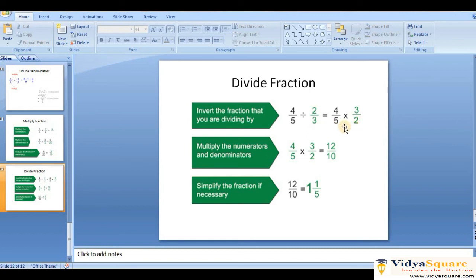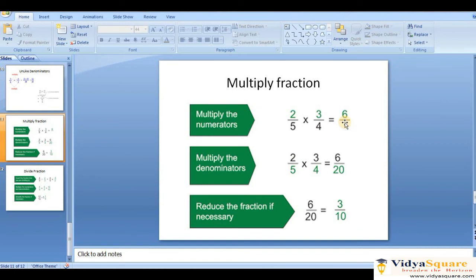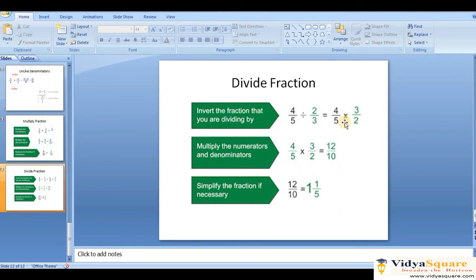Now just perform multiplication as we did in the previous one. Multiply the numerator and numerator, multiply the denominator and denominator. So 4 into 3 becomes 12, then 5 into 2 becomes 10. Then simplify the fraction if necessary. So I can divide both of these by 2. So it becomes 6 by 5, which is 1 and 1 by 5. Or I can just write it as 6 by 5.